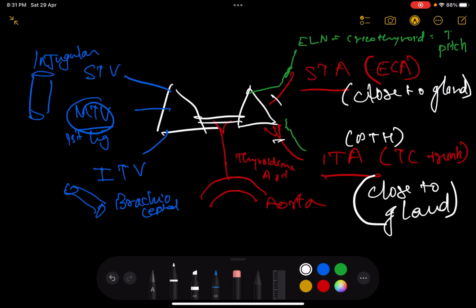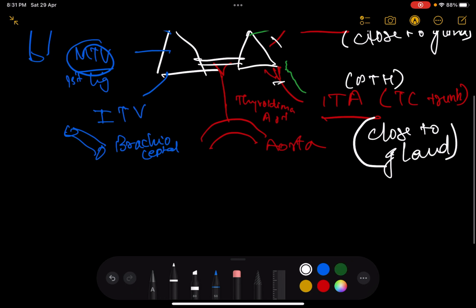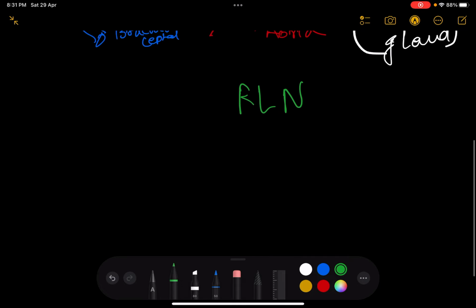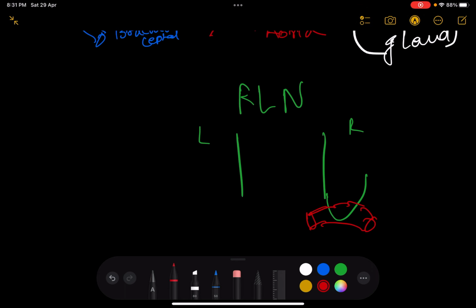A very important structure that you should keep in mind, a surgical landmark when you're talking about your recurrent laryngeal nerve: its course is such that it loops down on the right and on the left. On the right, it hooks around a very important artery called the subclavian artery. As you can see, it's literally hooking around the subclavian artery, and on the left, it hooks around the aorta.